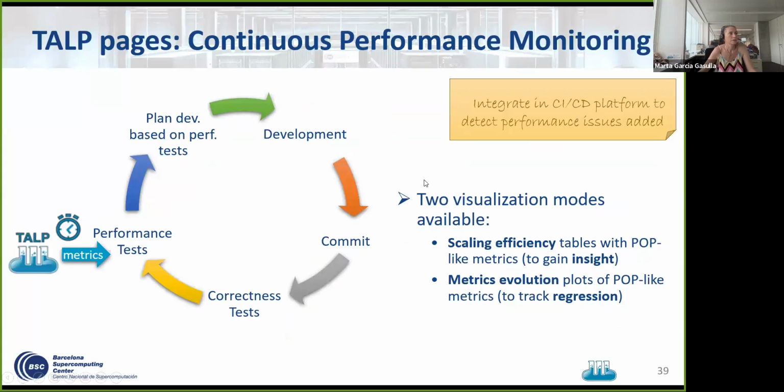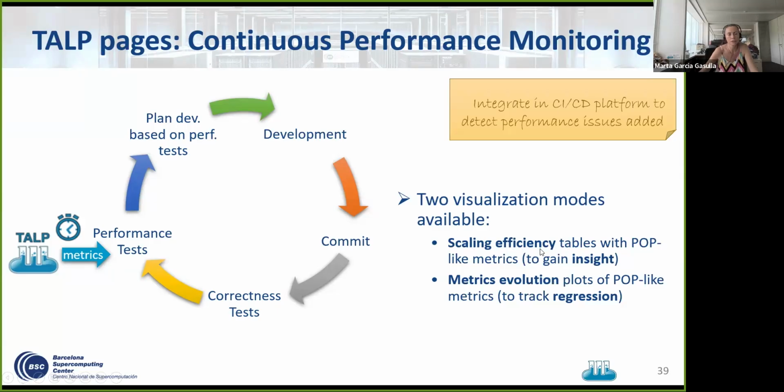The other nice thing that we have is the integration with the continuous CI/CD frameworks. The idea is, okay, we do some developments, we commit our work, we run the correctness test, and then we run the performance test measuring the metrics with TALP. Based on what we get from here, we can plan to roll back the changes or plan the new developments. There are two visualization modes that we have with TALP pages.